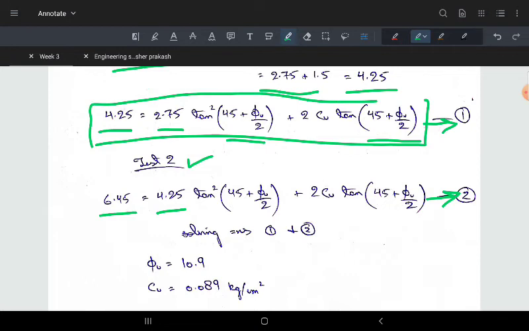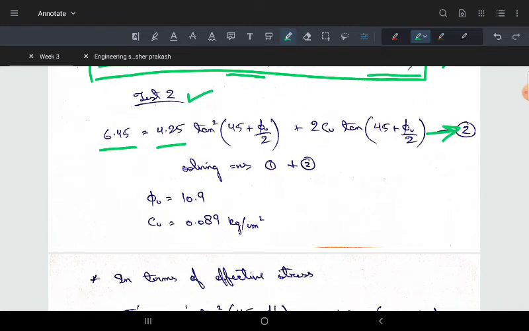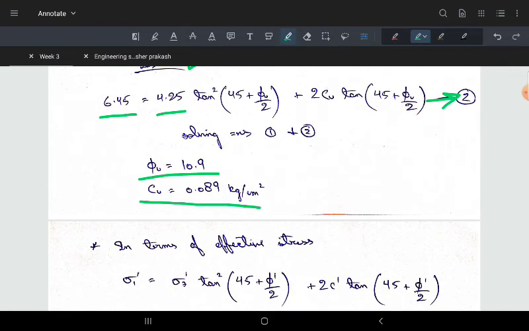The only variables here are phi and c_u. Variables are two in number, that's why equations are two. We can simply calculate that, you can calculate easily from the calculator. Please watch some videos on how we can calculate that. So here phi_u comes out to be 10.9 and c_u is 0.089 kg per centimeter square.